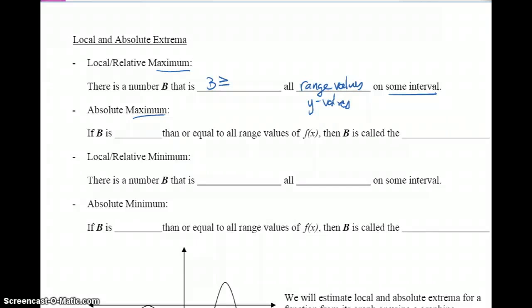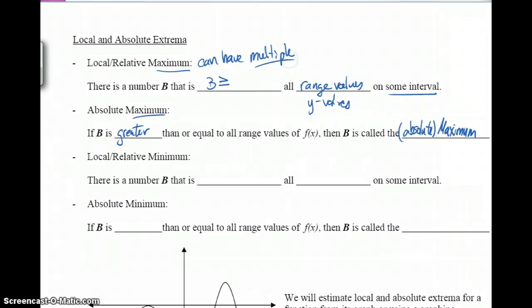An absolute maximum is where b is greater than or equal to all the range values. Therefore, b is called the absolute maximum, or just maximum. If we just say it's the maximum, that just means it's greater than everything. We can have multiple relative and local maximums, but there can be none or one absolute maximum.